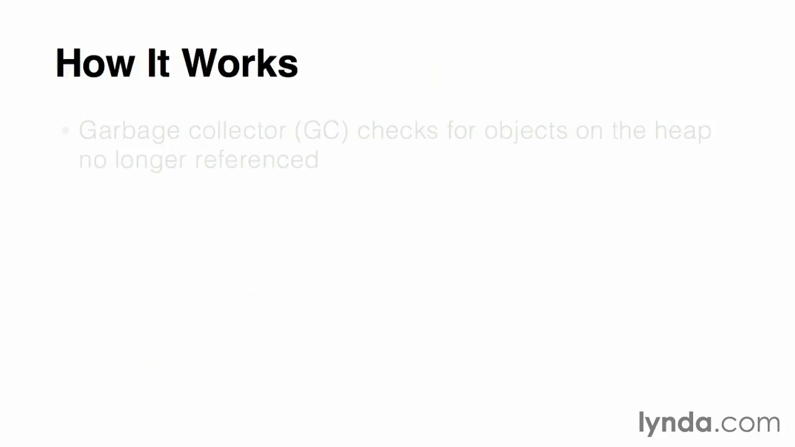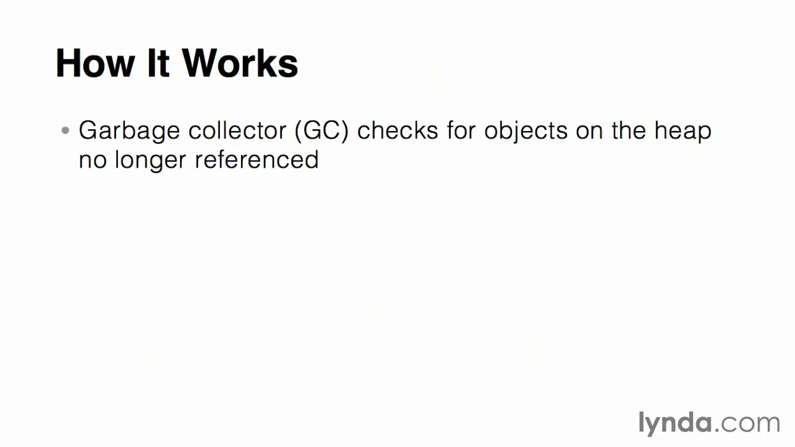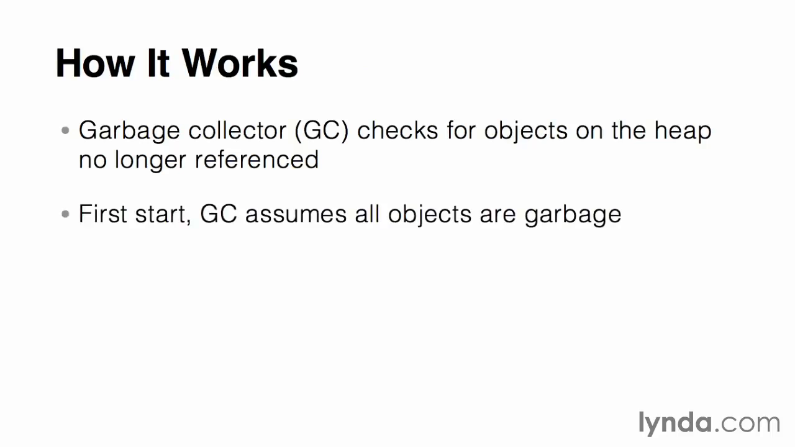So how does it work? Well, the garbage collector checks for objects on the heap that are no longer referenced. And the way it does that is as soon as your application starts, the garbage collector starts to run, and it assumes that all objects in memory on the heap are actually garbage. But it doesn't necessarily release everything at startup, though, because your application may be requiring those objects at the time.